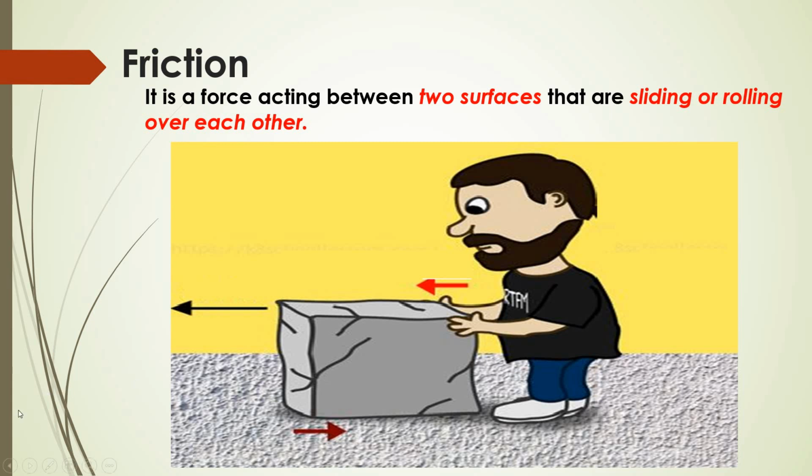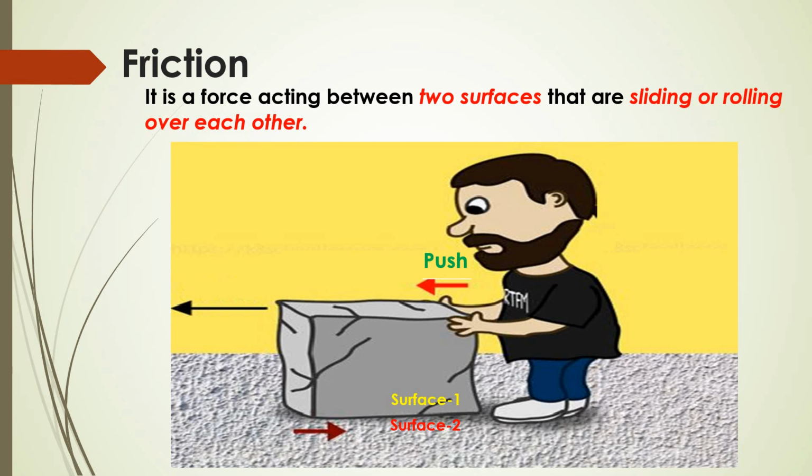In this picture, there is a man who is trying to push a stone block on the surface. Let us see what those two surfaces are. The lower portion of the stone block acts as one surface, and the ground acts as the other surface. Now the man tries to push the stone block so that it can move. Which force is he applying? He is applying push force.